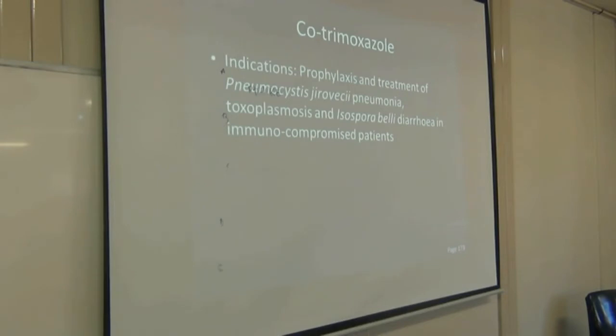So any HIV-positive patient that has got a CD4 count of less than 200 should be on cotrimoxazole treatment for the prevention of PCP or pneumocystis pneumonia, toxoplasmosis, and isosporiasis, which causes chronic diarrhea in immunocompromised patients.